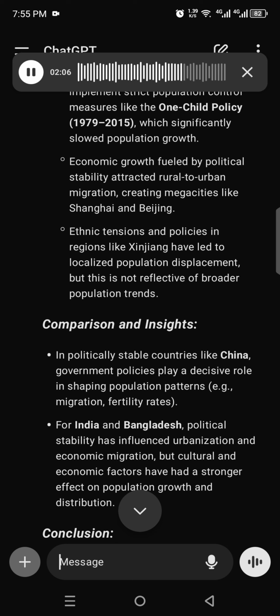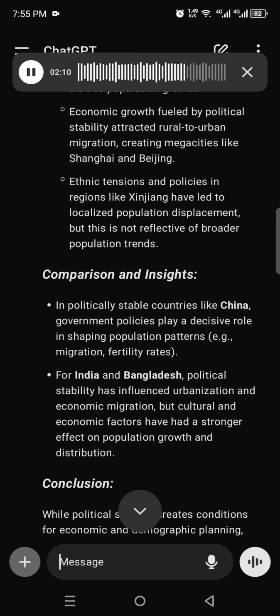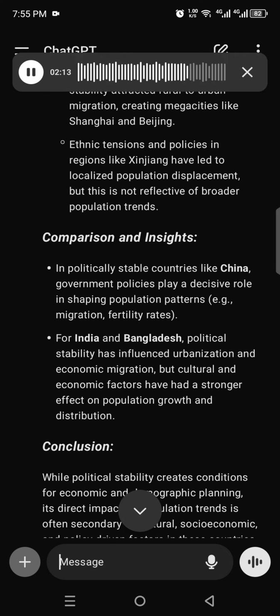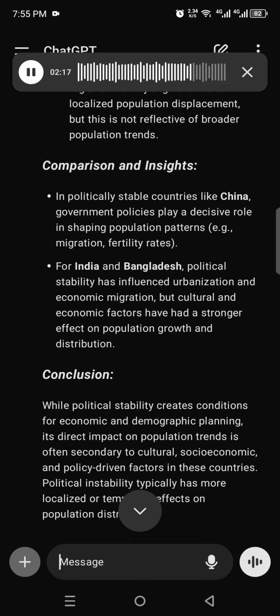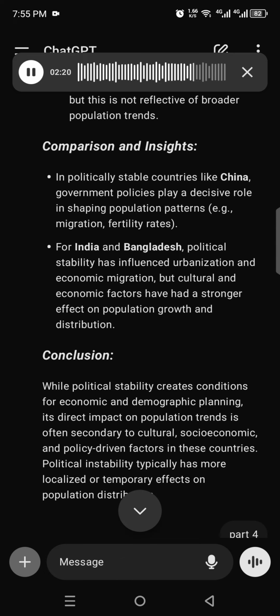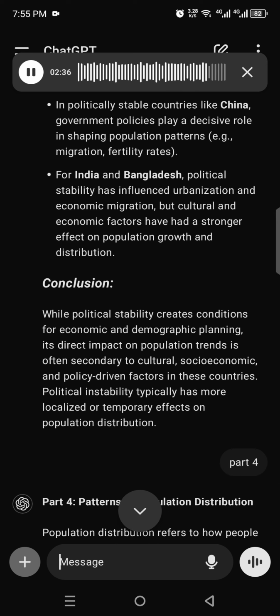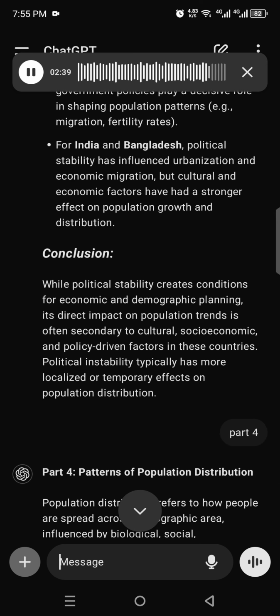Ethnic tensions and policies in regions like Xinjiang have led to localized population displacement, but this is not reflective of broader population trends. Comparison and insights. In politically stable countries like China, government policies play a decisive role in shaping population patterns, e.g., migration, fertility rates. For India and Bangladesh, political stability has influenced urbanization and economic migration, but cultural and economic factors have had a stronger effect on population growth and distribution.